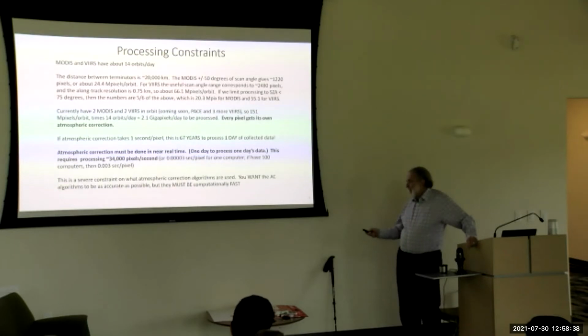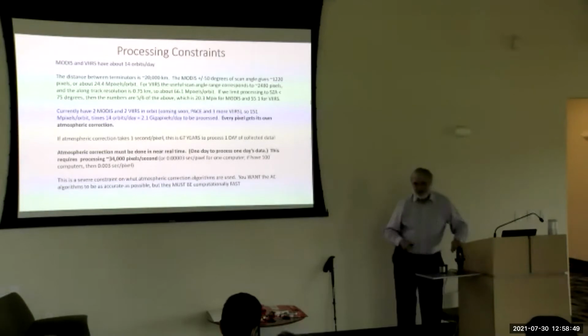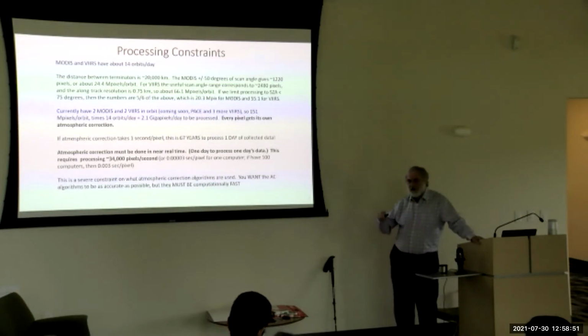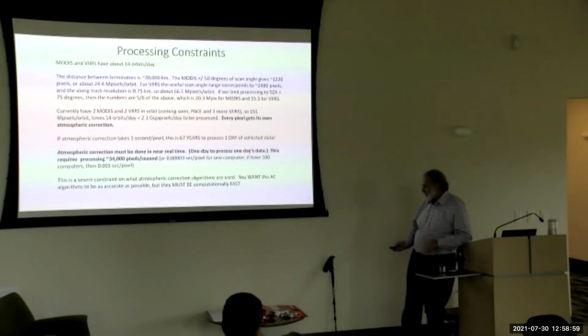And of course, there's more sensors coming down the road. There's 3 more VIIRS sensors scheduled, there's PACE, there's whatever else. So the load just gets bigger and bigger. So there's an enormous constraint on whatever you do for atmospheric correction. It just has to be extremely fast in computer time.